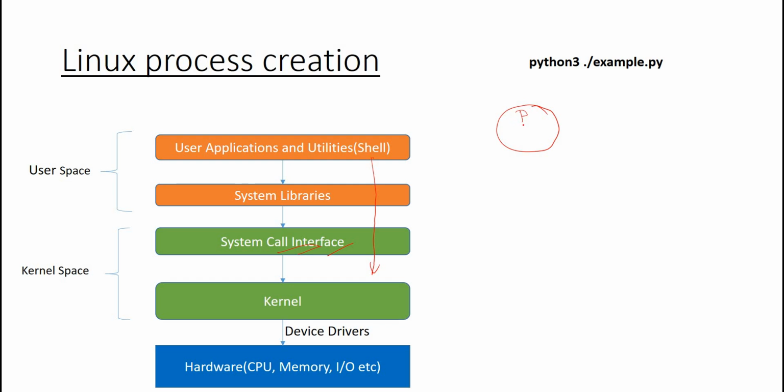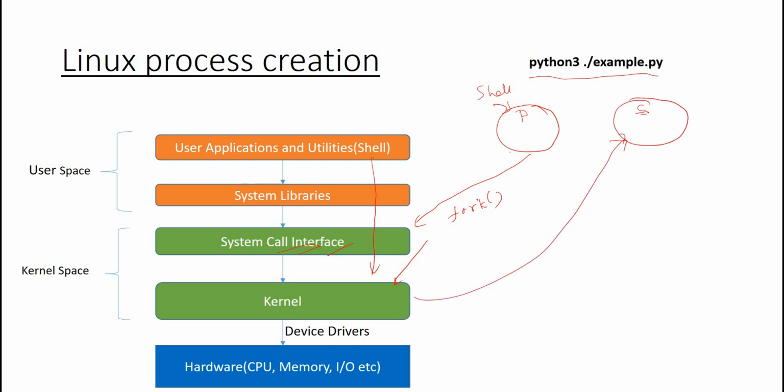So in this shell program, if we execute any command, then it will send a system call to the kernel via this system call interface. For example, if we run a command python3 example.py, then this shell program will send a system call called fork. So once this call is received by the kernel, then the kernel will create a new process. So let's say this process name is C.